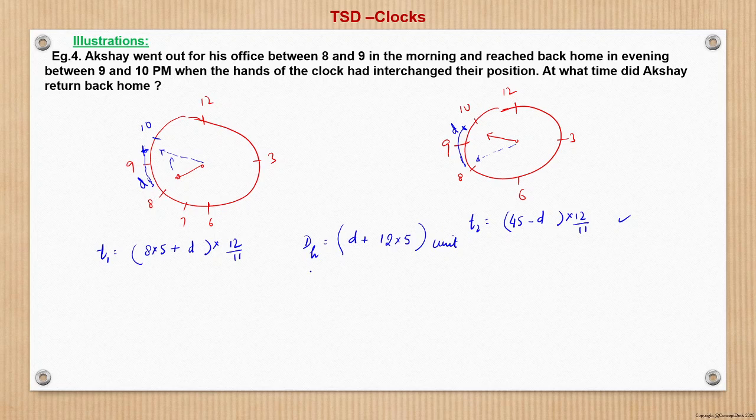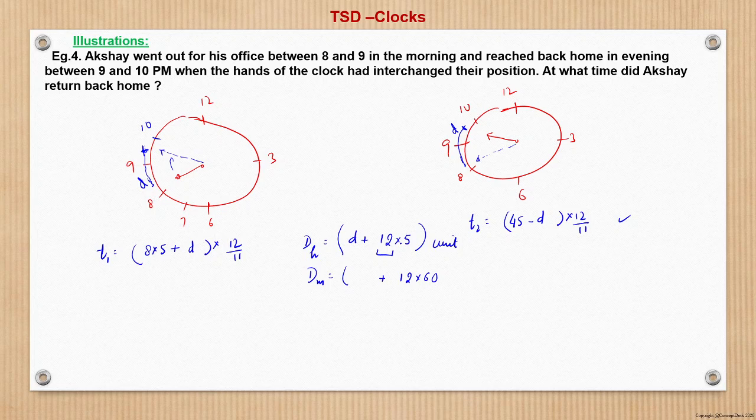And the distance covered by the minute hand will be nothing but... now see, our hand has taken 12 complete rounds. So in that case the minute hand will take 12 complete rounds also, and 12 complete rounds of the minute hand amounts to 60 units each, right?